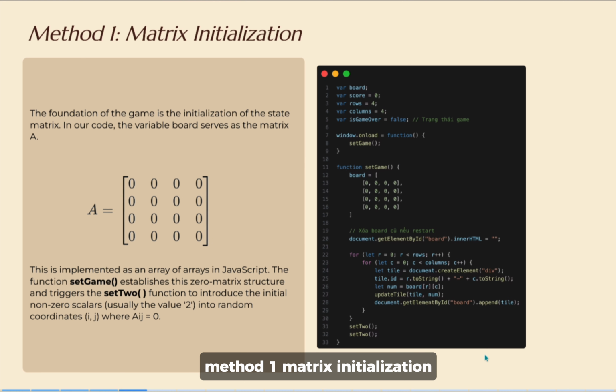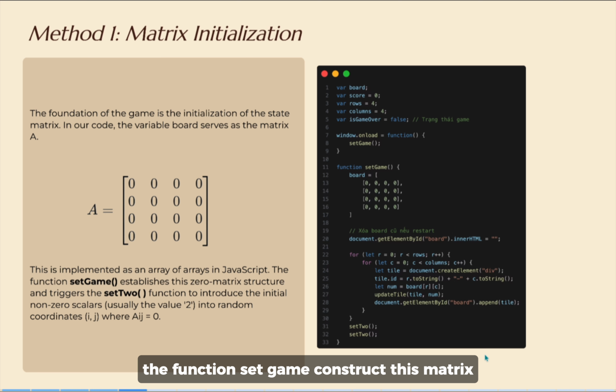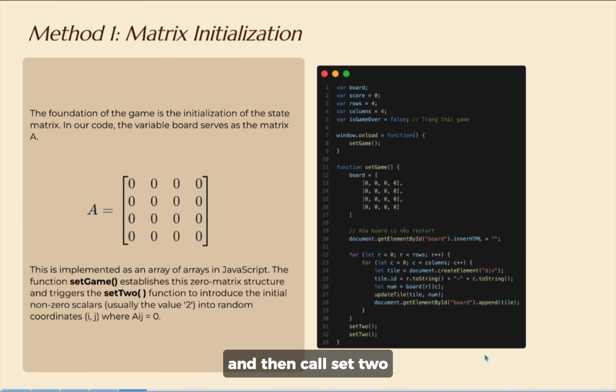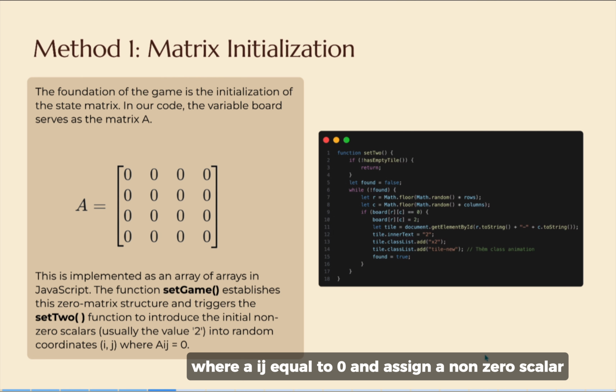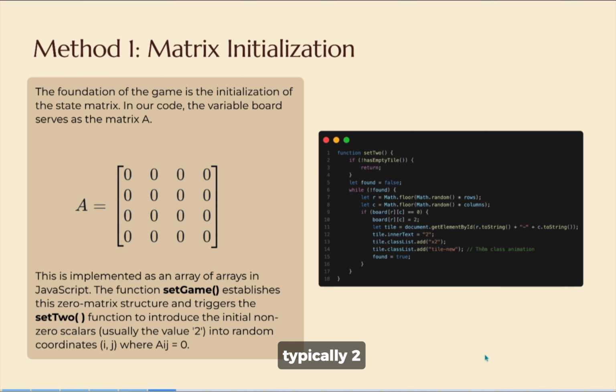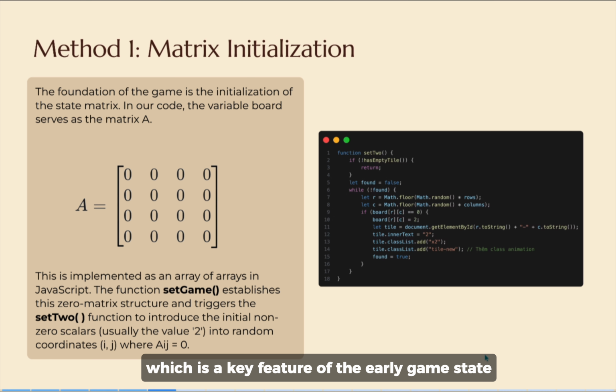Method 1. Matrix initialization. At the start of the game, we initialize matrix A as a zero matrix. In JavaScript, this is implemented as an array of arrays. The function setGame constructs this matrix and then calls set2. The set2 function randomly selects coordinate ij where Aij equals 0 and assigns a non-zero scalar, typically 2. This introduces sparsity into the matrix, which is a key feature of the early game state.